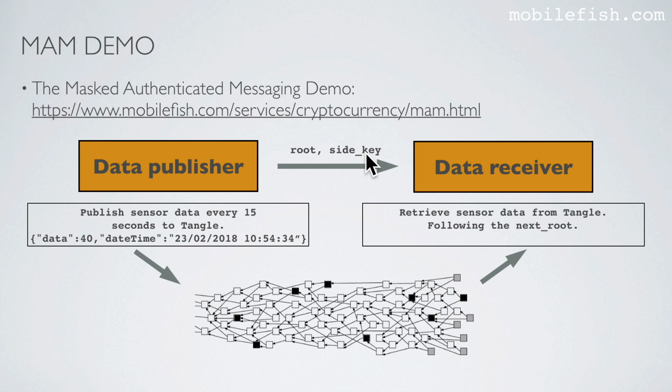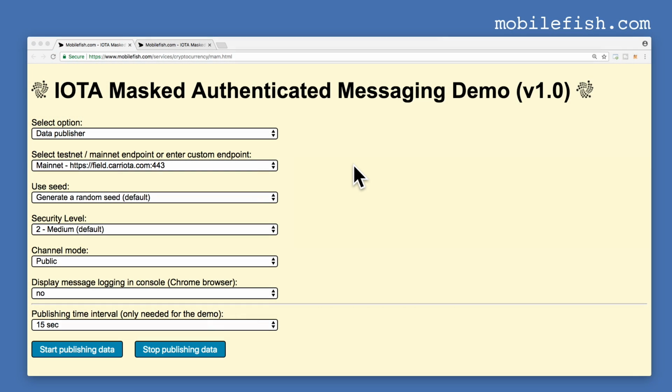Now let's start the demonstration. This is the Google Chrome browser. I have opened two tabs. Both tabs open the same Masked Authenticated Messaging demo. In this tab, I have selected Data Publisher. I have selected this mainnet endpoint. I have selected this option to generate a random seed automatically. I have selected security level 2.